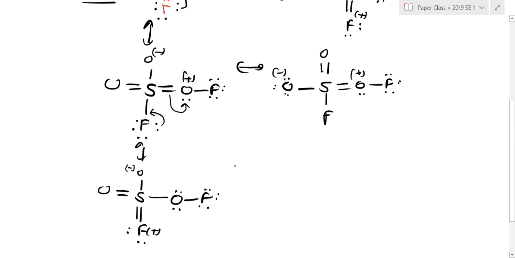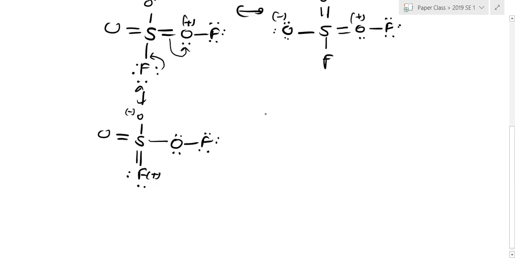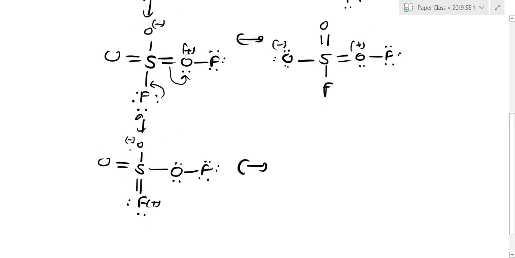Can we draw another one? And here this can be drawn like this also. This minus charge will be there also. Sulfur, this is double bond, this is minus. This is double bonded F. So plus is there. This is oxygen and this is fluorine.